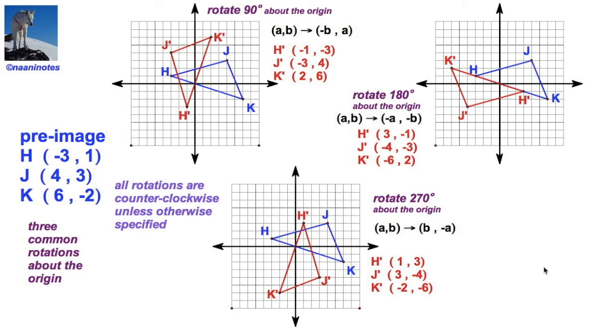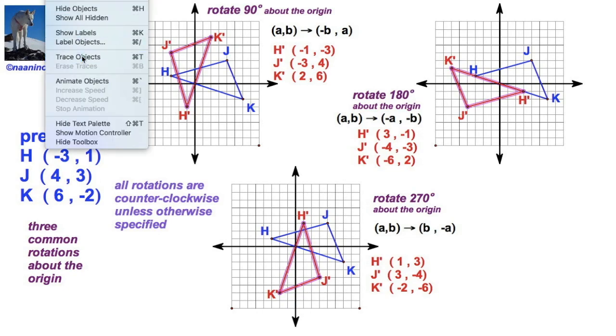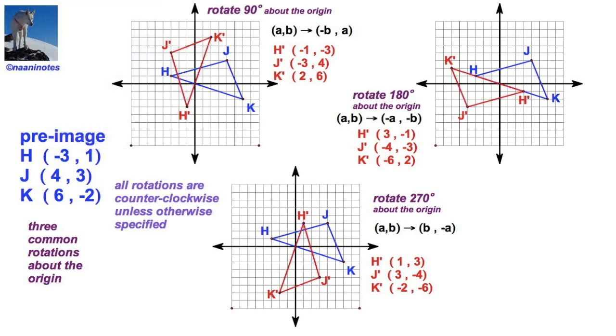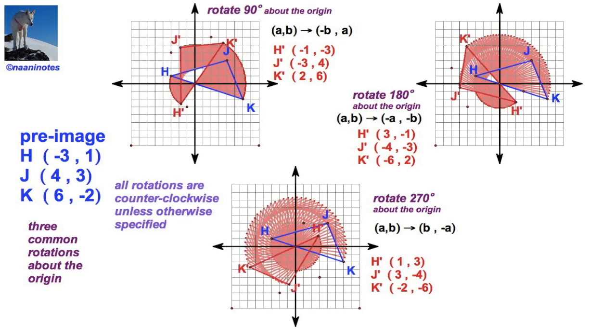So there you go, a fair comparison of three very common rotations. A couple things to keep in mind: they're all counterclockwise, and we're all rotating about the origin. Here they are, all three of them at a time. That's kind of neat. How about if we make it fun? Let's trace those objects and give it a look. And there, that's a little visual, so maybe you can see the rotation a little bit better.